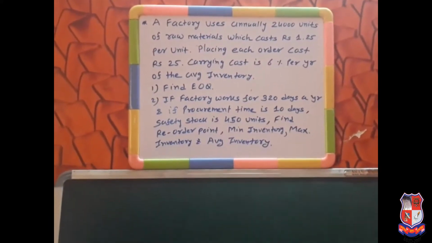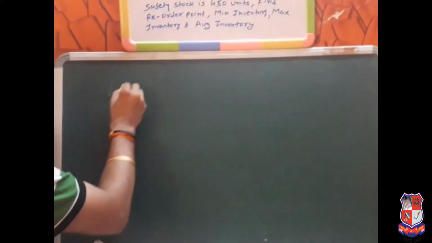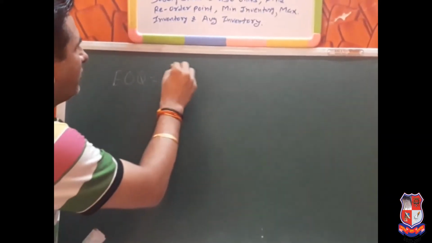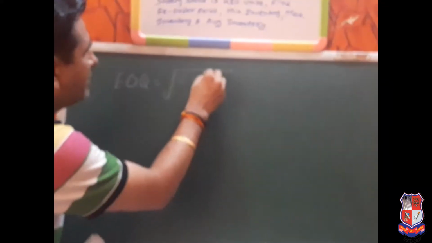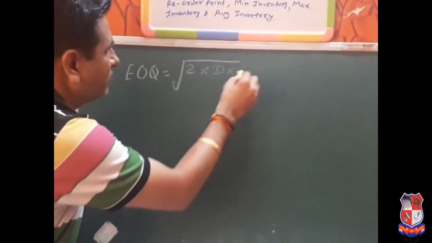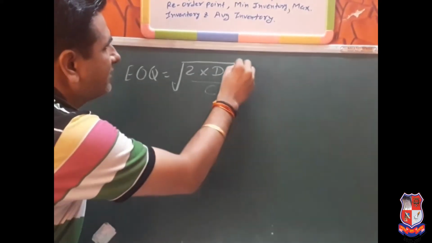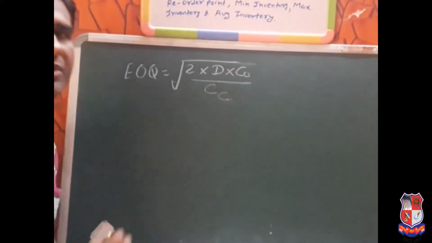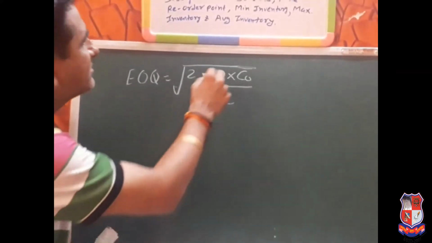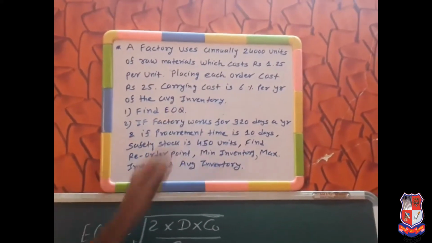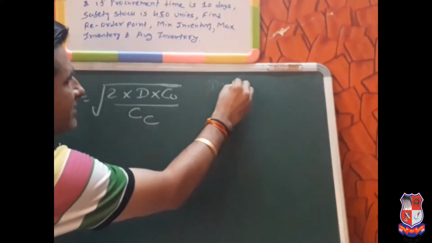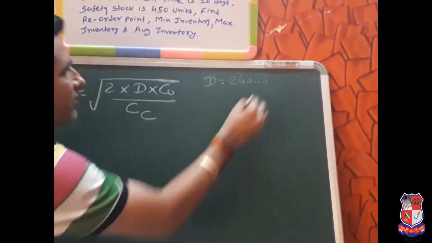So let students calculate. These are the various things given in the example. Now first, in this example we have to find out the EOQ. What is the formula of the EOQ? EOQ is equal to under root 2 into D into CO, meaning ordering cost, divided by carrying cost. This is the formula of EOQ. Now what is the capital D? Here you can see the annual demand is 24,000 units, so your capital D is equal to 24,000 units.